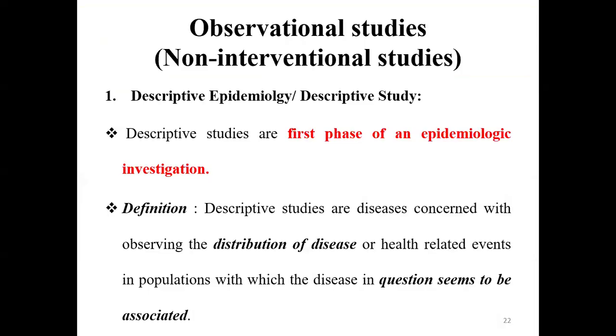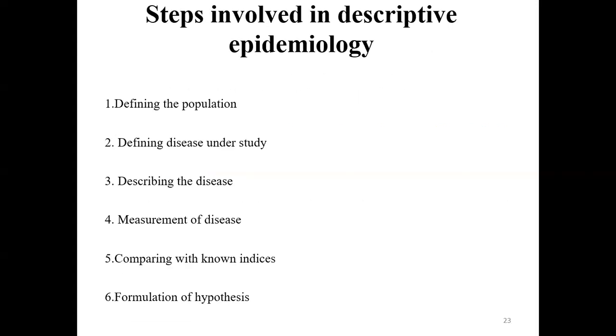First is the observational studies, which includes descriptive epidemiology. They are the first phase of an epidemiological investigation. They are defined as the study concerned with observing the distribution of disease or health-related events in a population in which the disease in question seems to be associated. The steps involved in the descriptive studies are 6, which we will talk in detail.